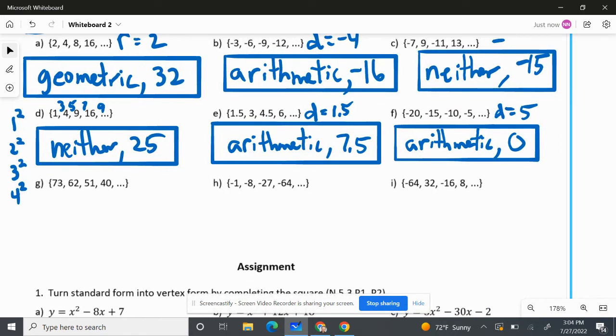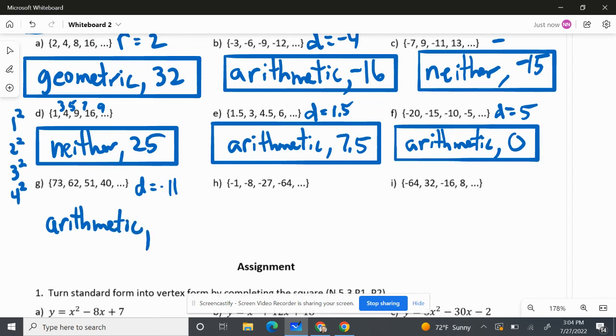If we're looking at letter G, notice that it's going down by 11. So that would be a common difference of -11, so that would be arithmetic. And 40 minus 11 would be 29.